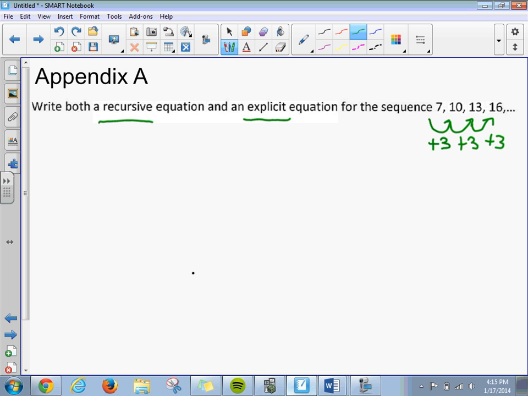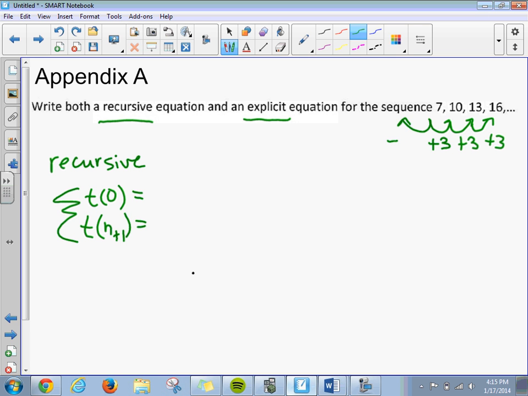So when we write our recursive, we know that there are 2 parts to it. We're interested in our 0 term, and then something that's going to generate our next one, so n plus 1. For our 0 term, we look up here, and it actually starts with our first term. So if we're interested in finding the 0 term, we're just going to go back once by subtracting 3. So we know that our starting term is going to be 4.